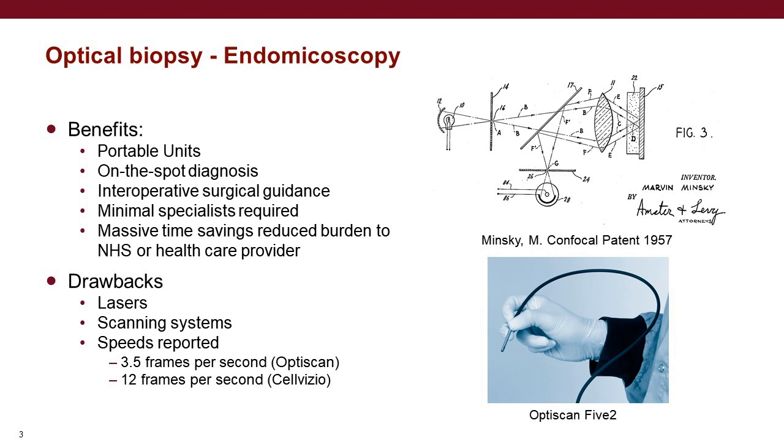And there's some speeds that are reported, 3.5 frames per second for the Optiscan, and 12 frames per second for the Cellvizio. I would say that at a decent speed, I mean, if you think about your computer's refresh rate, that's about 50 to 60 hertz. So 50 to 60 frames per second. I think that's a pretty decent benchmark, your computer's refresh rate. I think 3.5 and 12, it's a bit low.